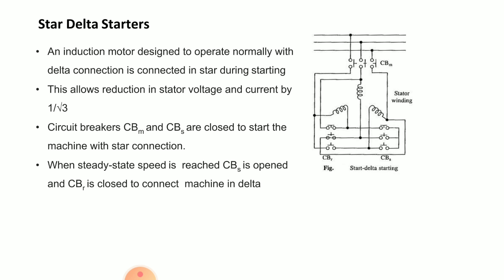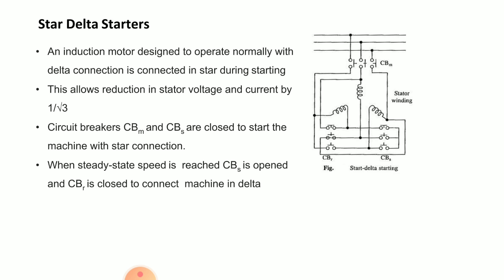Next one is star delta starters. An induction motor designed to operate normally with delta connection is connected in star during starting, and this allows the reduction in the stator voltage and current by 1 by root 3 times. Here three circuit breakers are used. They are CBM, CBS and CBR.